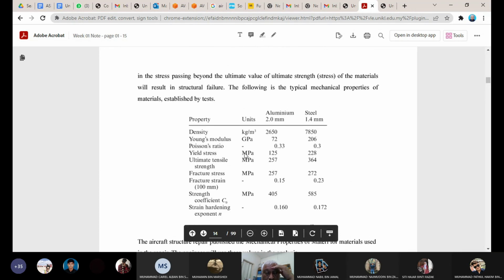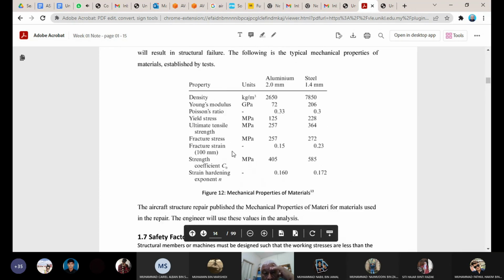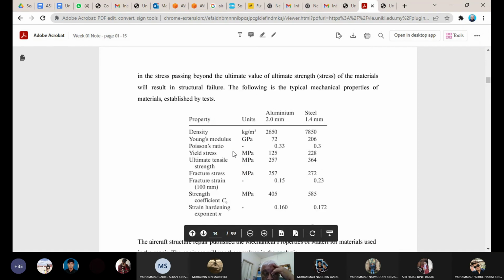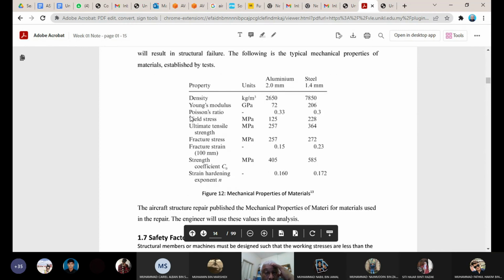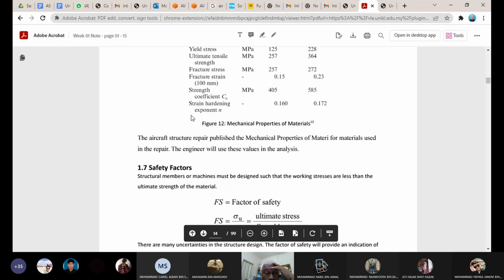Here, I just try to explain what mechanical properties of material are and what values they capture, because this is also part of the review of mechanics of material. So that is something that you just need to have some brief understanding of. We will go into the detail when you do the repair later, when we go to the structure repair manual.